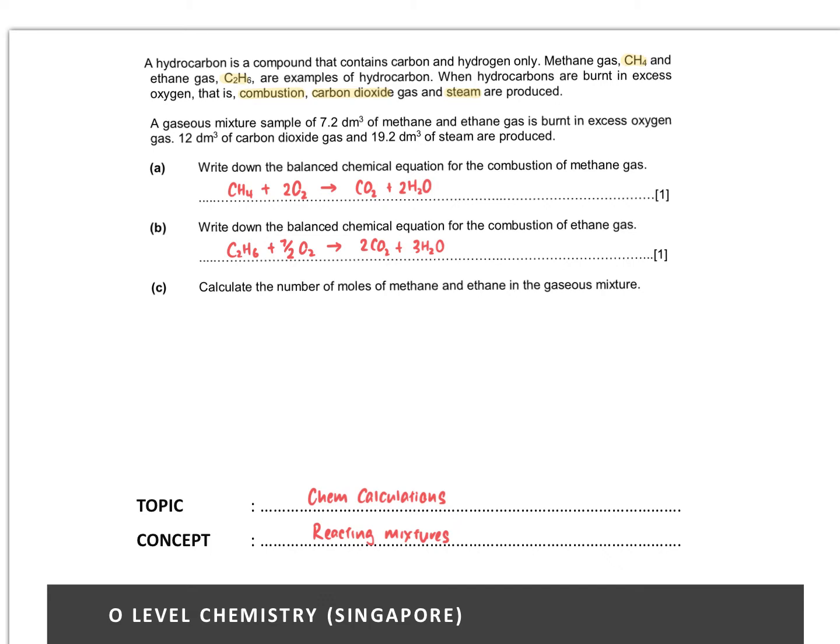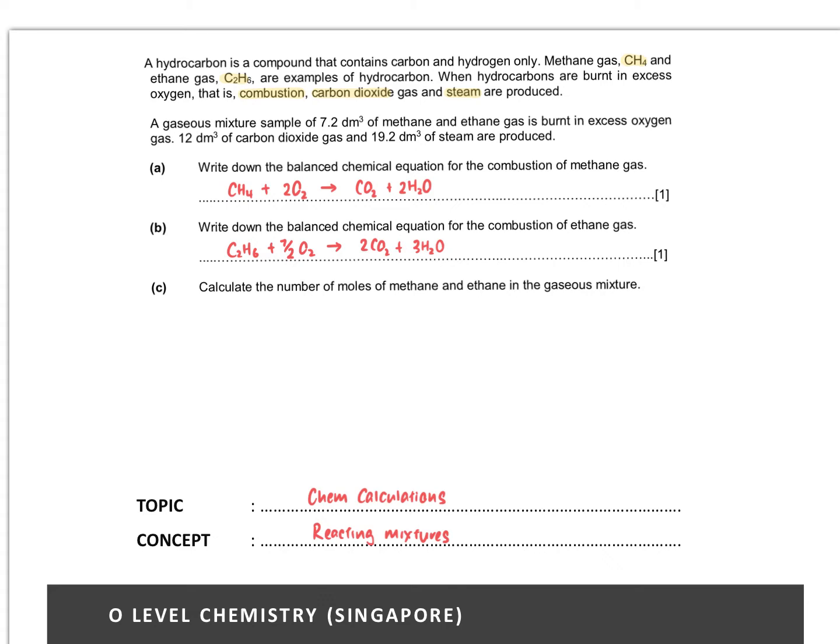The difficulty in this question lies in the fact that now instead of having only one reactant, we are reacting a mixture of two hydrocarbons or two substances with oxygen. A common mistake that students make is to combine the two equations together. That is not correct, because when you combine the two equations together, you are assuming that you have an equal amount of both substances.